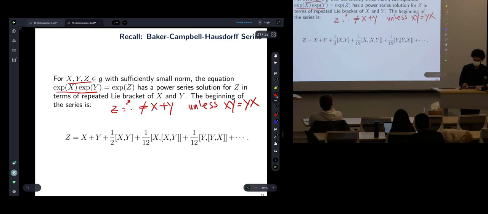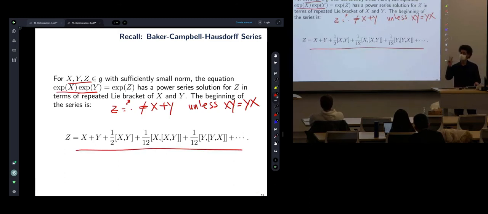So Z in general will be this infinite series, where you see the first 2 terms are X plus Y. Then you have 1/2 of the bracket. Then you have 1/12 of a nested bracket. Then 1/12 of the nested bracket by flipping the variables. And these nested brackets keep getting deeper and deeper. It's never ending, so it's not very nice to work with. However, it unlocks the answer.